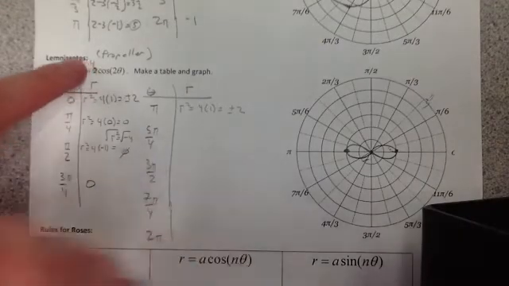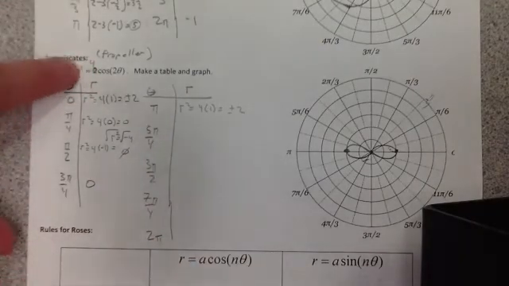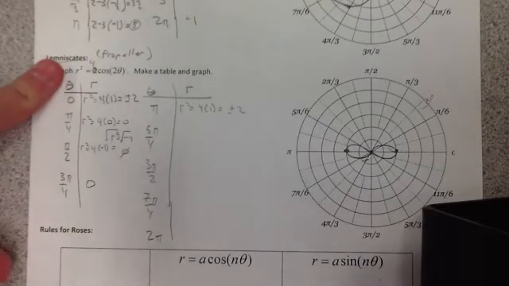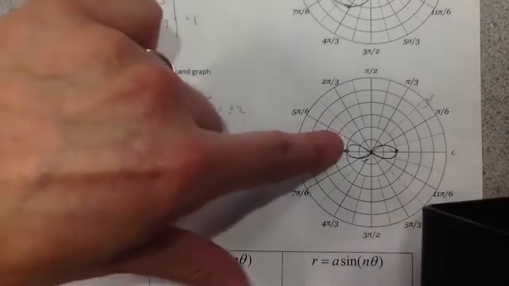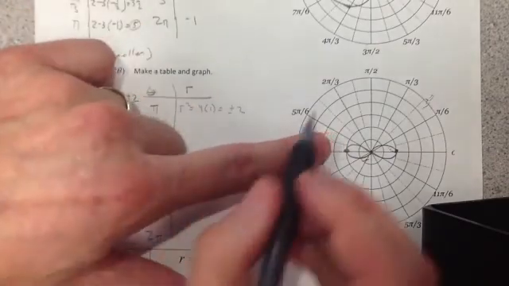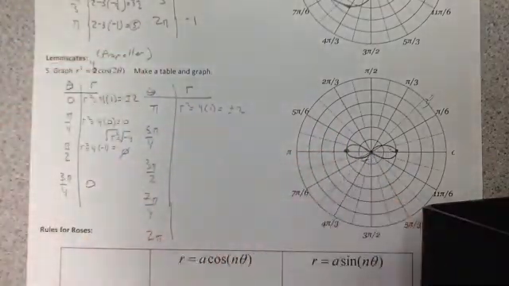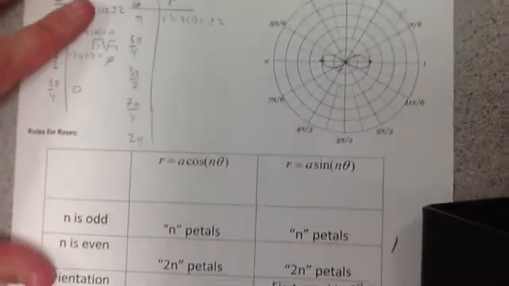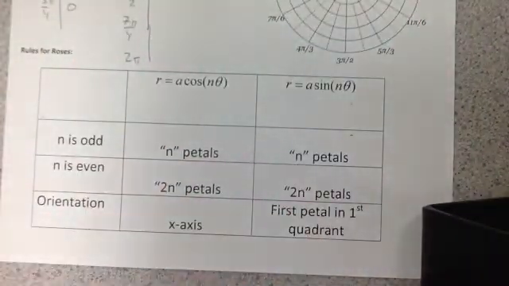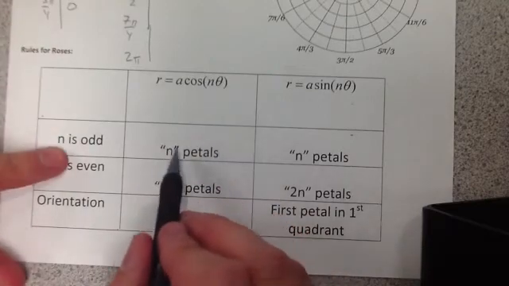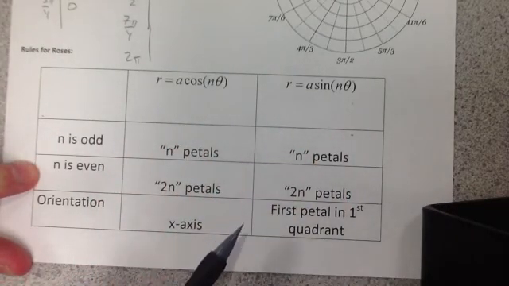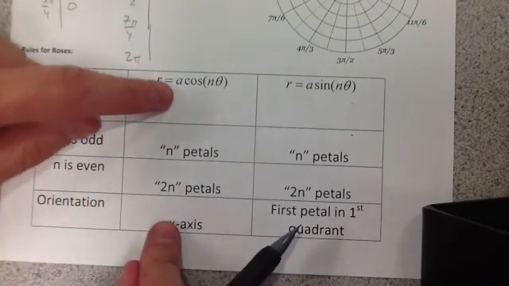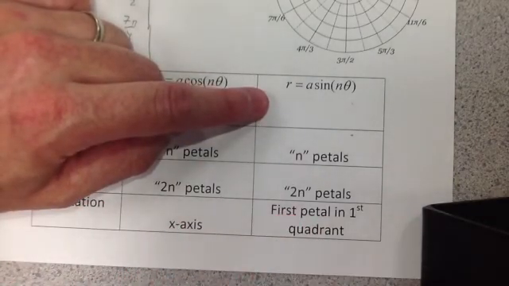Now, if you think about it, if r equaled 4 cosine of 2 theta, we would get a rose. Here we're still a rose, but because of the square, and since any of the negatives won't work, we don't have to worry about the negatives. So we only get half the number of petals. And there's our graph. Down below here is a little shortcut for it all, if you notice. Cosine, sine: if n is odd, that's the number of petals. If n is even, we get twice the number of petals. Orientation: cosine is on the x-axis, or the first petal is normally in the first quadrant.